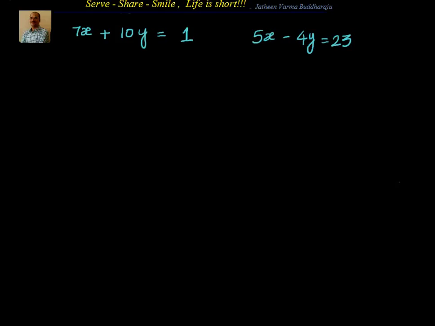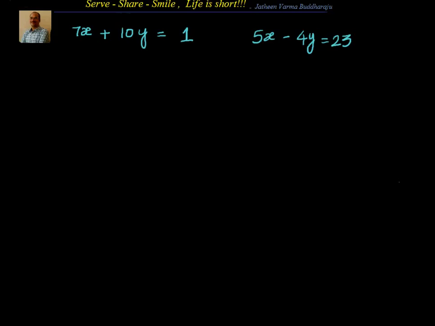Hello friends, welcome. In this session, let us see how to solve a linear equation in two variables by using the elimination method, in which we equate the coefficients of a particular variable which we want to eliminate, so that we can convert the linear equation in two variables into a linear equation in one variable. So what are the steps we have to follow so that we can solve it by the elimination method?